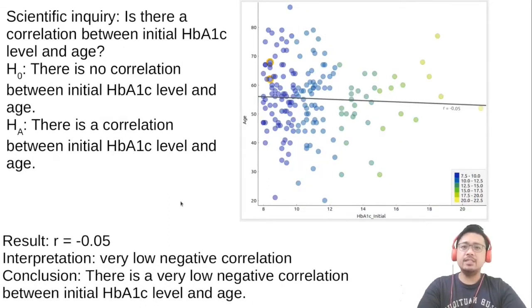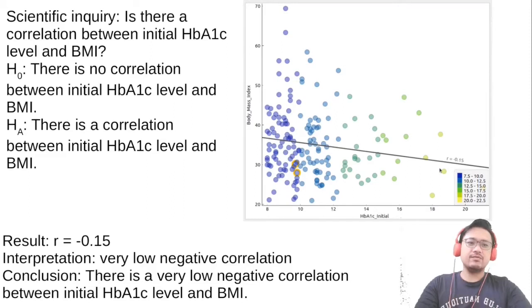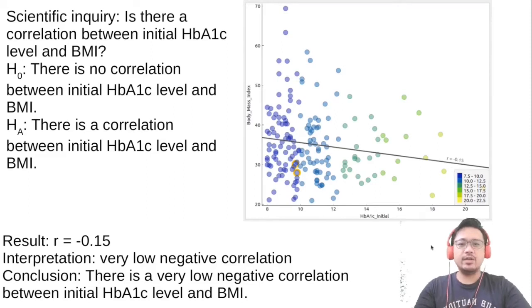How about between the initial HbA1c level and age? You can see the coefficient as negative 0.05, and then the regression line is near horizontal direction. We have a very low negative correlation. Next, between initial HbA1c and BMI, the coefficient that we got is negative 0.15, which is very low negative correlation.